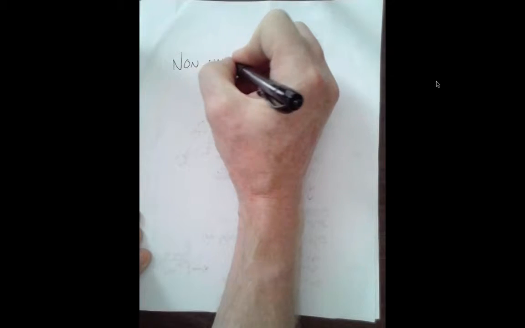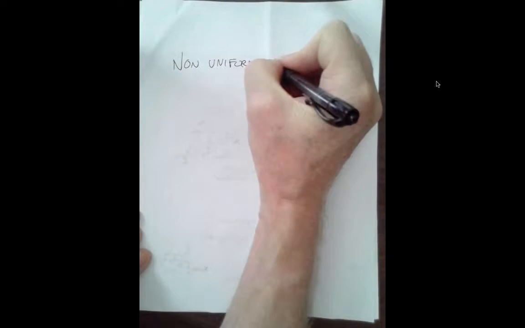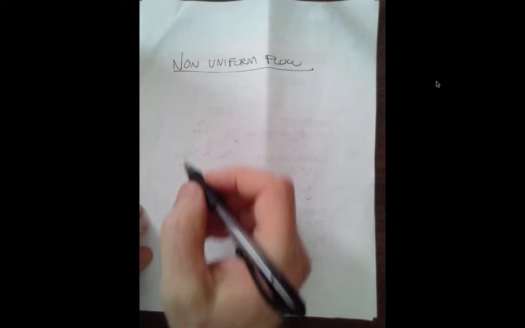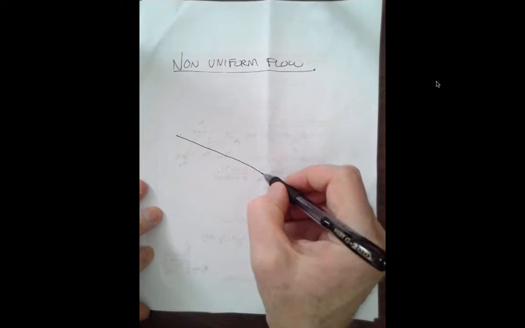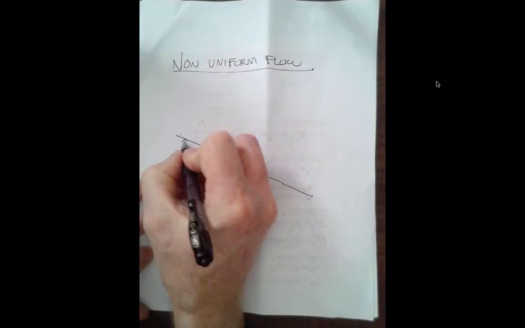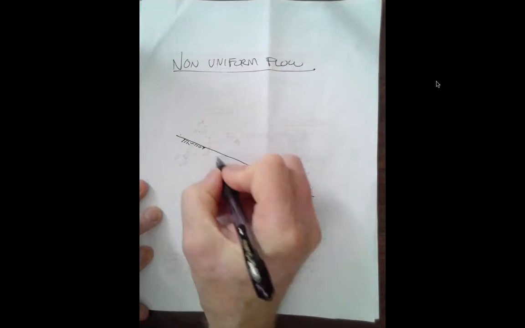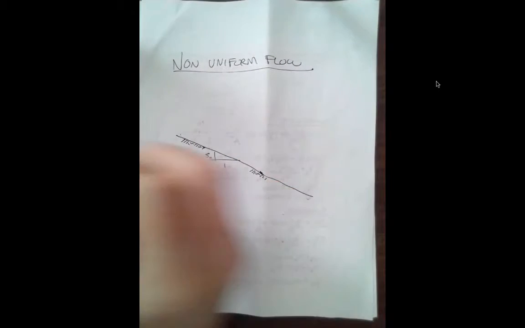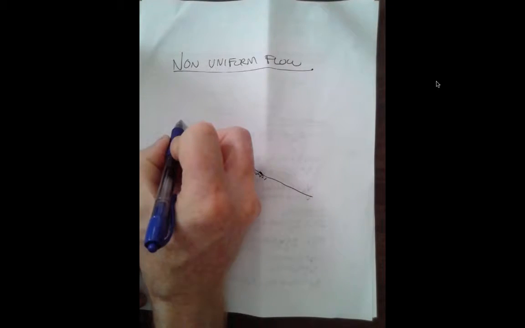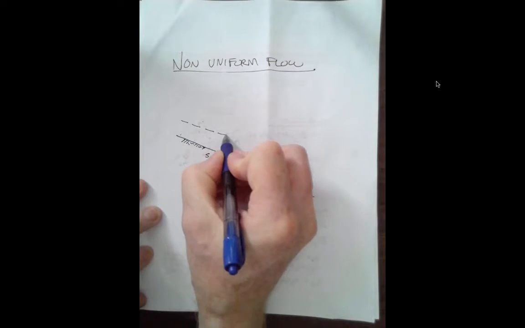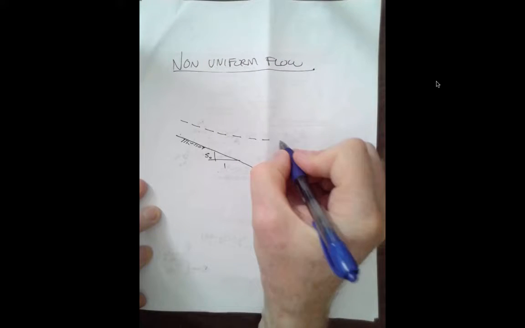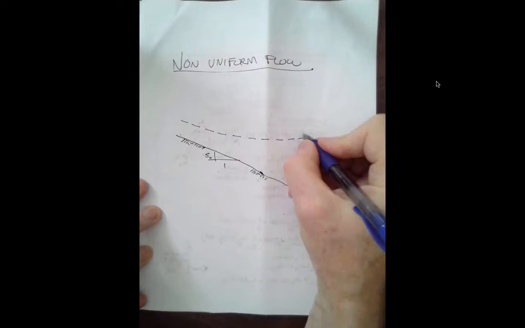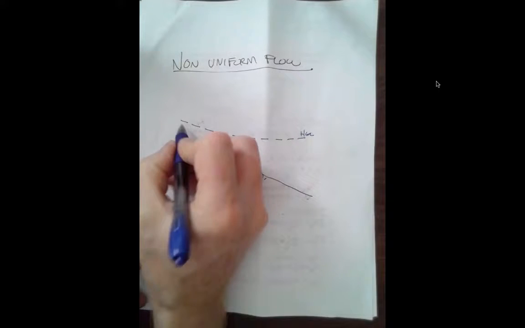Non-uniform flow. Well, the velocity varies along the streamline, so let's return to our sketch of a channel, and make a very exaggerated water surface profile, where this is our hydraulic grade line.